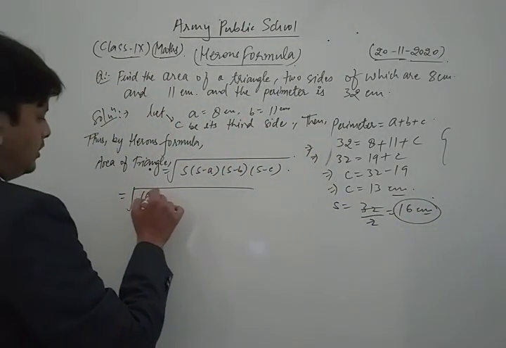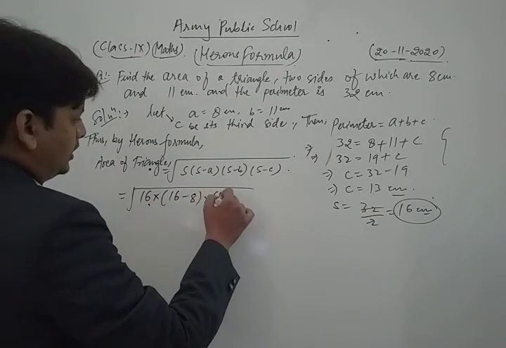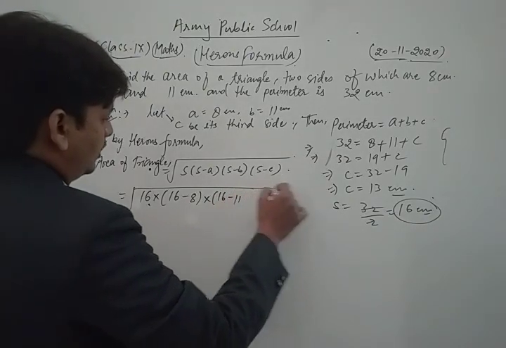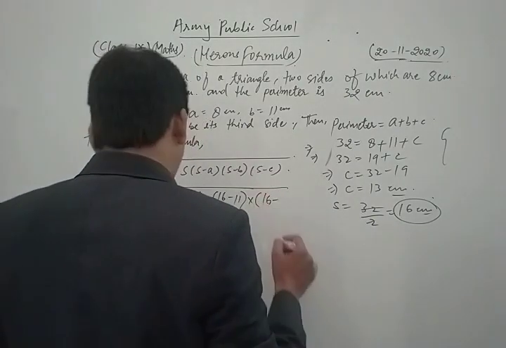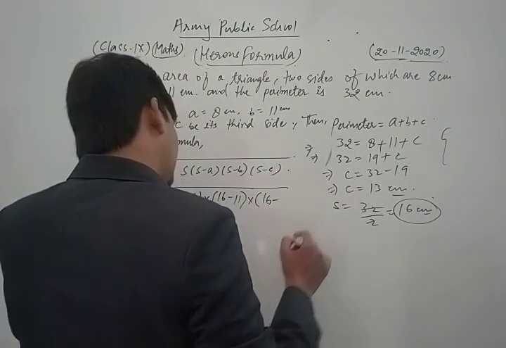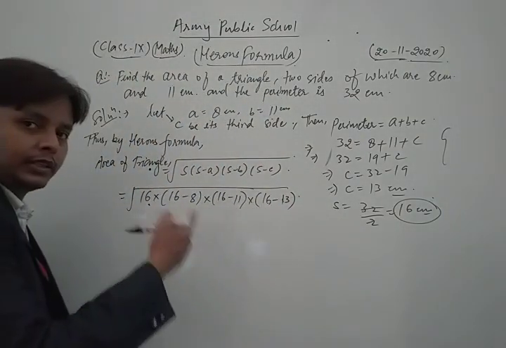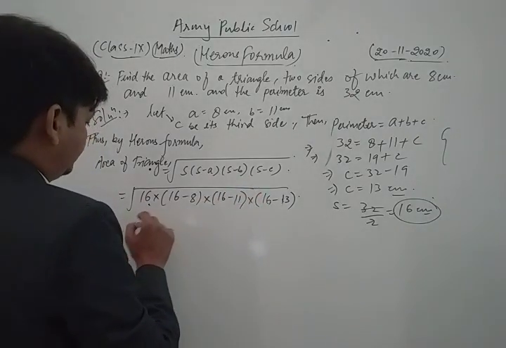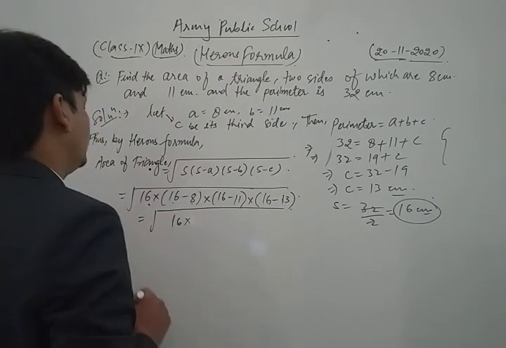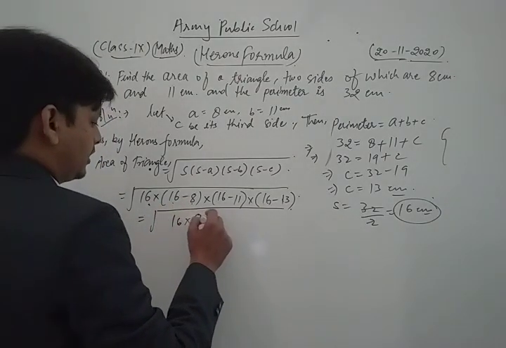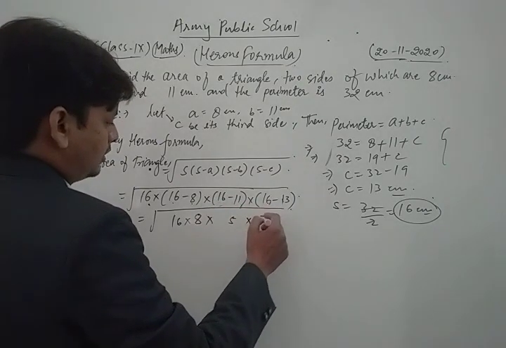So here we put 16 into 16 minus A, which is 8, into 16 minus the second side B, 11, into S minus C. S is 16 minus the third side C. Now we put all the values in that formula and simplify them. We get 16 into 16 minus 8, that is 8, into 16 minus 11, that is 5, into 16 minus 13, that is 3.